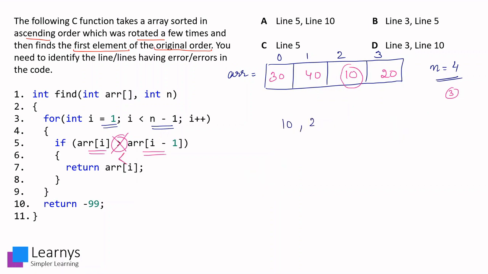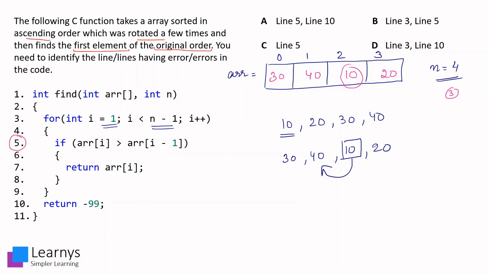Because our original array was 10, 20, 30 and 40, the original element was 10, it was rotated 2 times and it became 30, 40, 10 and 20. So if I have to find this original element which is 10, then I must understand the element just before it will be greater than the first element. So here the condition should be that the before element, that is arr[i-1], should be greater than arr[i]. So line number 5 has the error, and here the sign should be greater than.